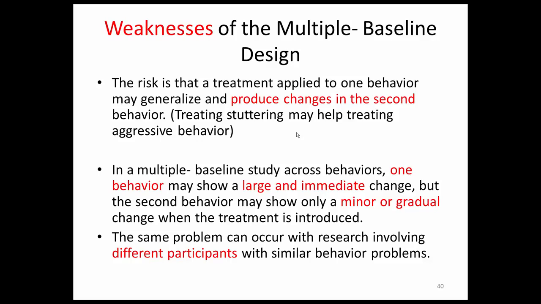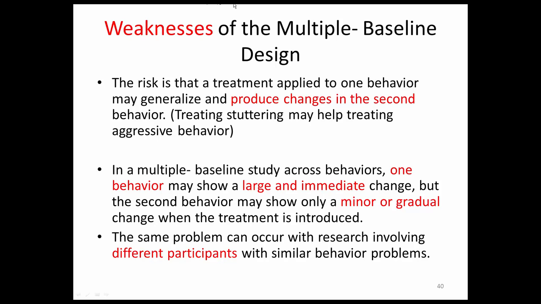So when you look at the graph, in this case, the graph may mislead you and you may think that your treatment is not working for one of the behaviors. And finally, the same problem can happen in cases that involve different participants. Your treatment may work fast and strong on one case, and the other participant may show a slower or weaker performance or change.